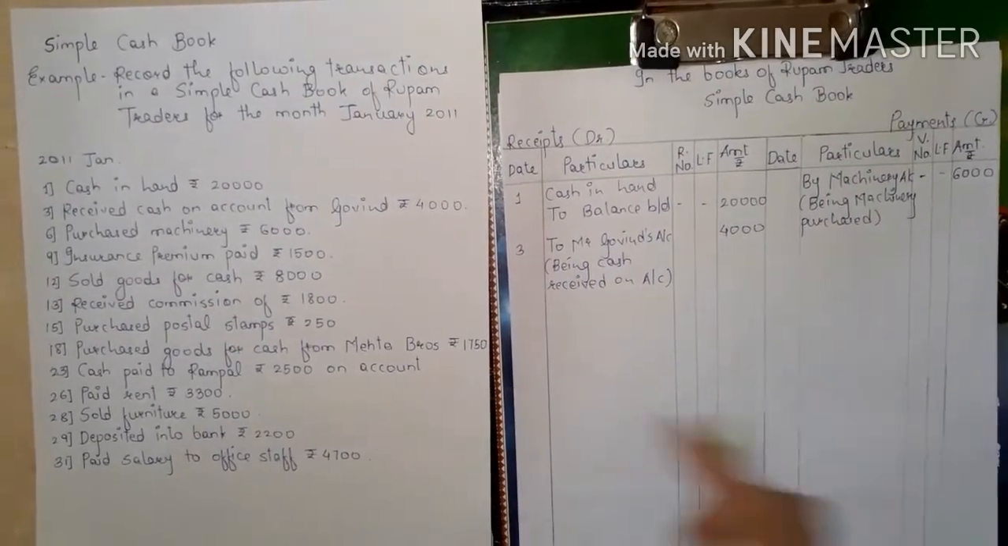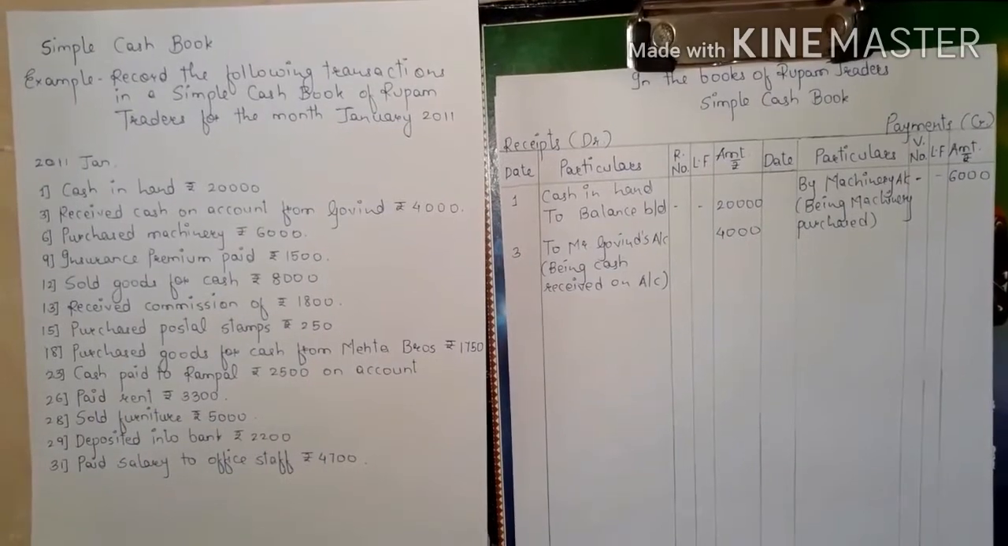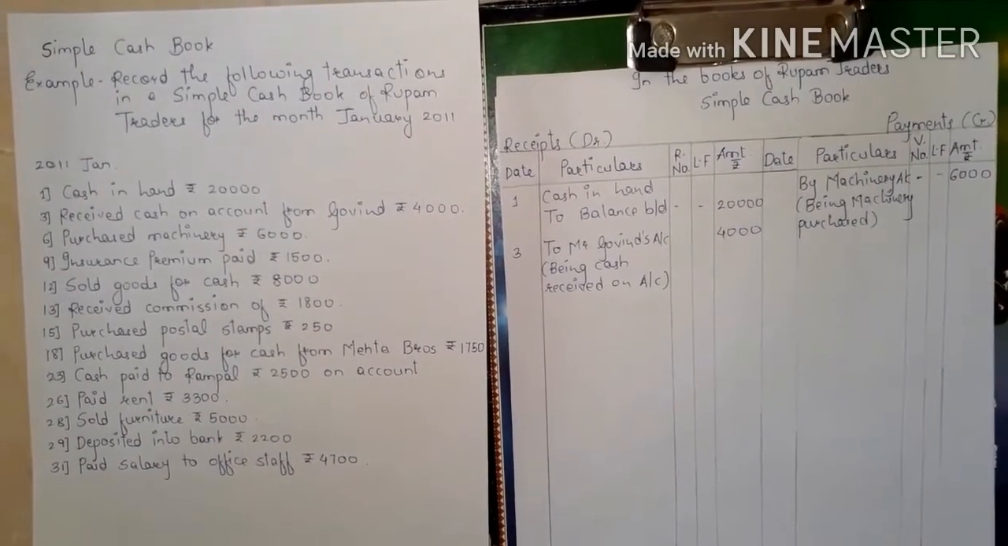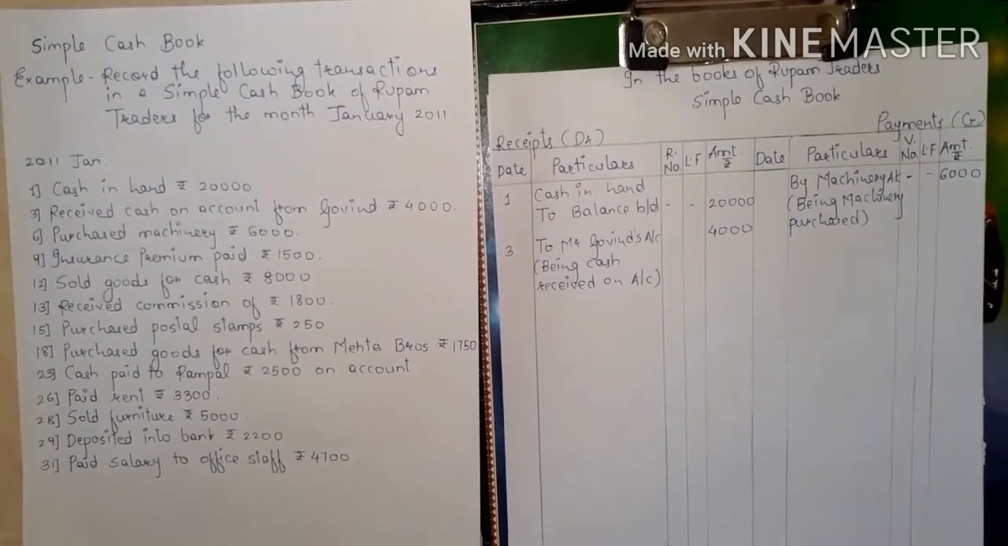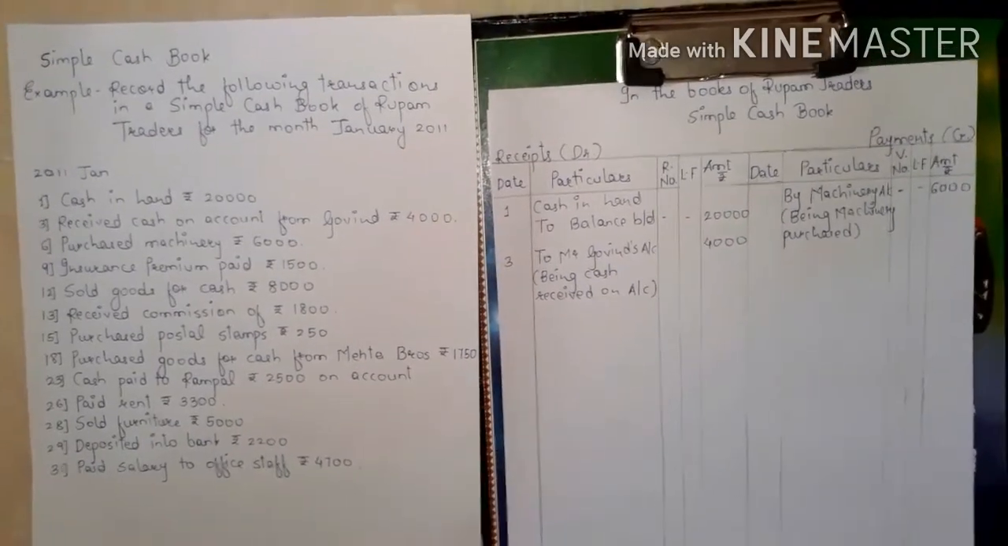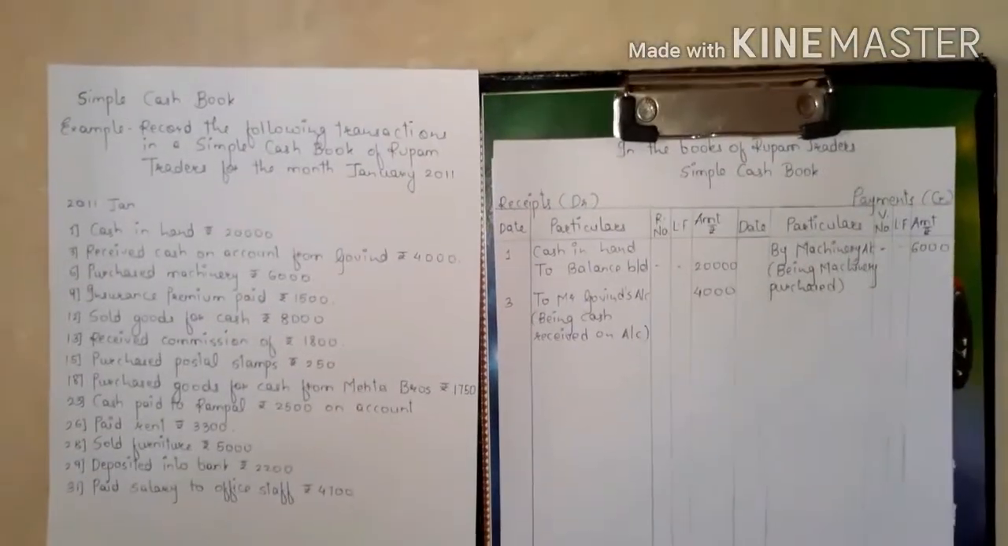Next transaction. On 9th January, insurance premium paid rupees 1,500. Again this transaction, we are paying insurance premium. So this will appear on the payment side.